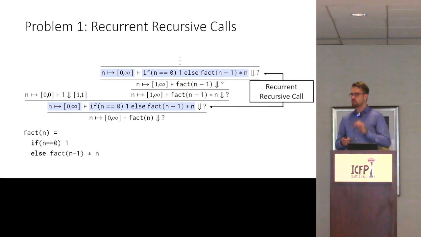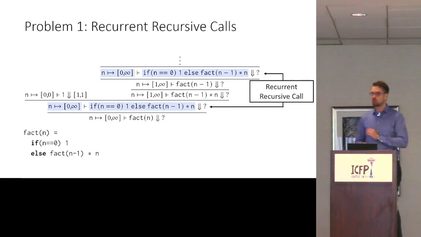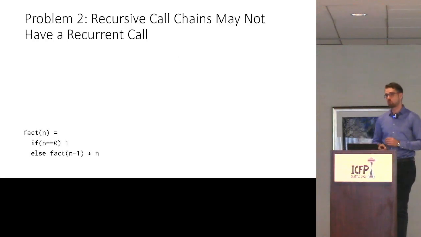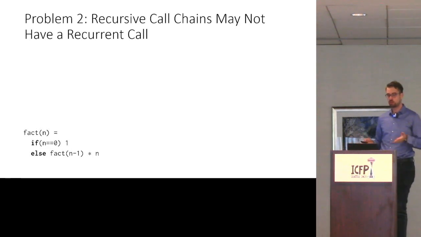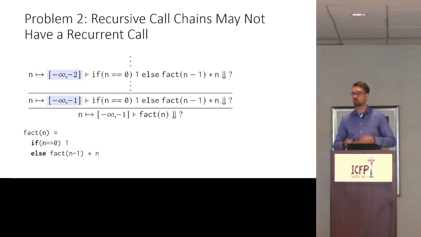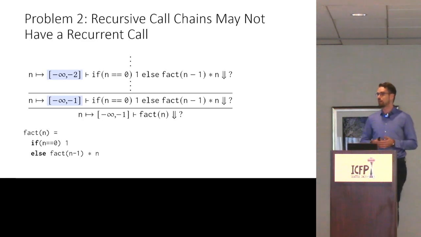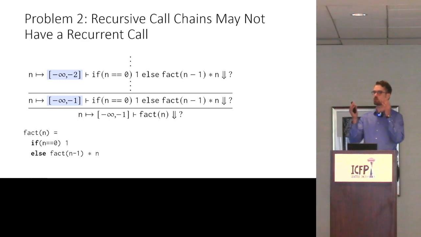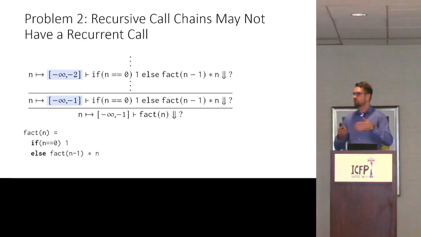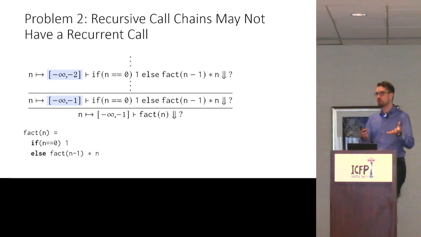But even if a fixed point algorithm would address this problem, there's a second orthogonal problem to this one, which is that infinite recursive call chains may not even have a recurrent call. For example, if we analyze the factorial function for negative numbers, so minus infinity to minus 1, then we obtain an analysis trace like this, where the argument to the factorial function shrinks and shrinks and shrinks, and thus there's an infinite call chain of recursive calls, but they never repeat. So a fixed point algorithm has to address the second problem as well.